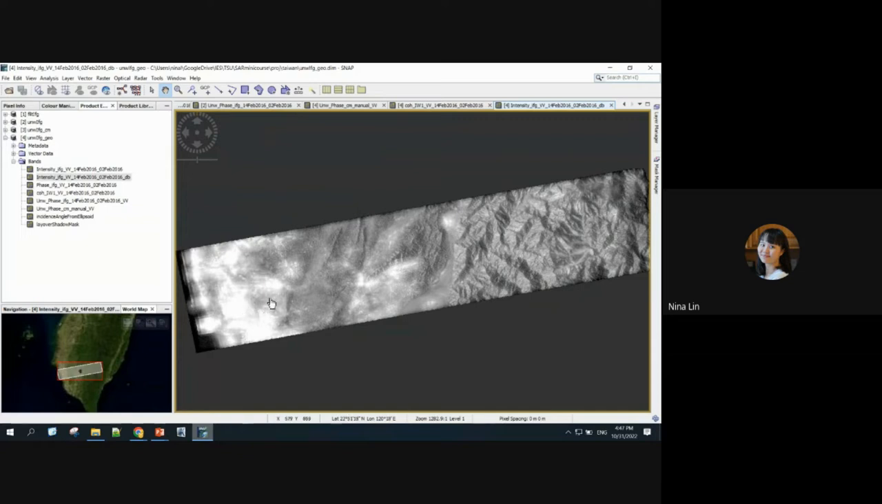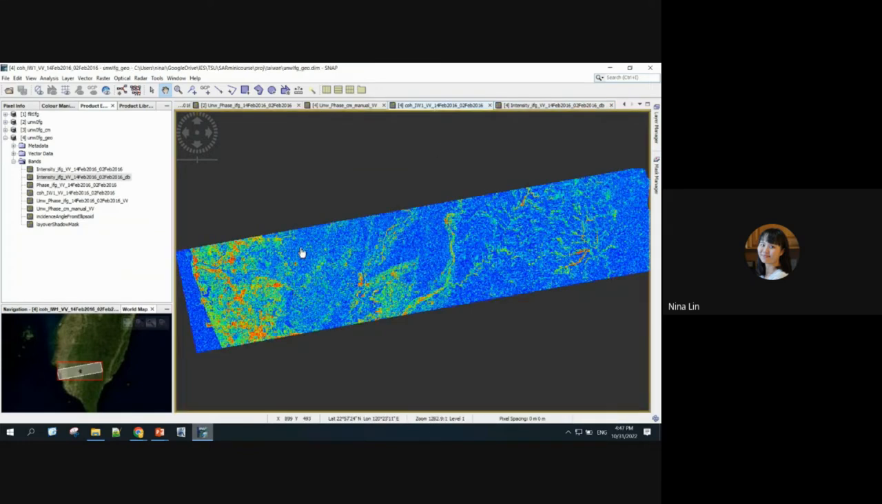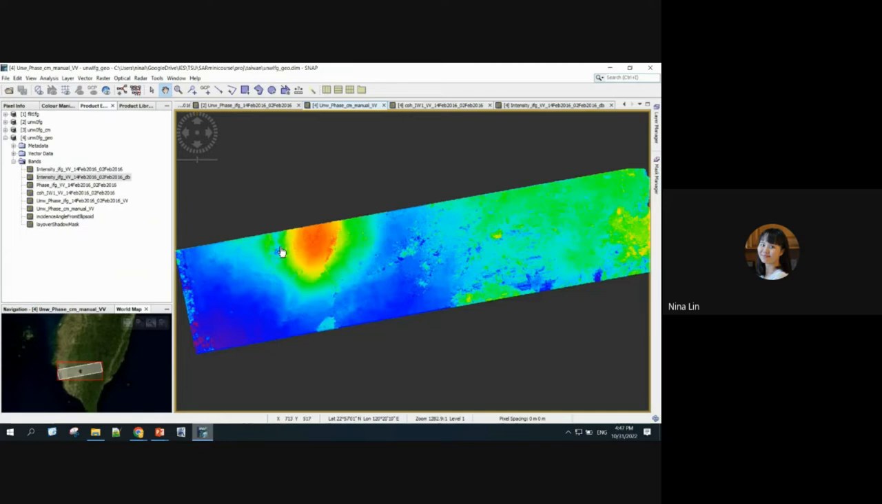Okay, this figure looks odd, but these are the bright pixels from the cities. In this particular case, for the earthquake that happened in southern Taiwan, fortunately, in those regions of low coherence, we can still successfully produce this displacement map. However, you may not always be this lucky.